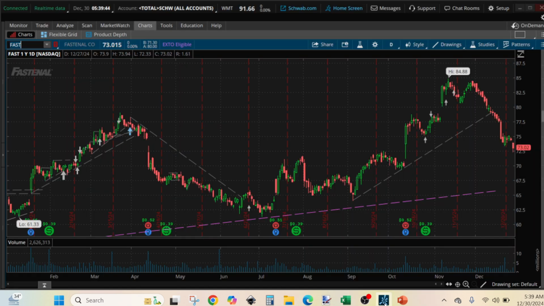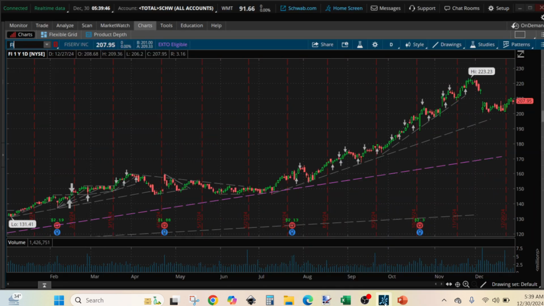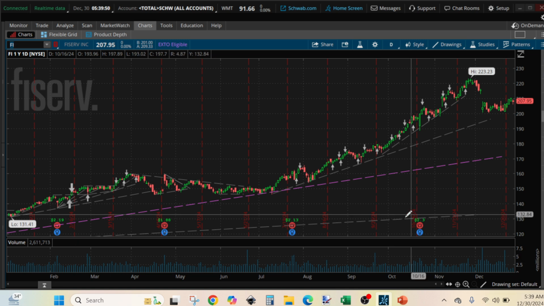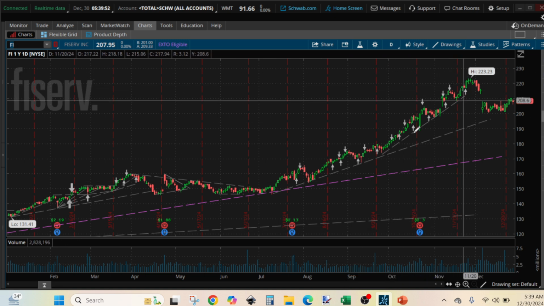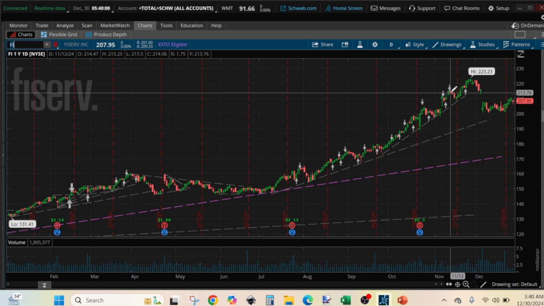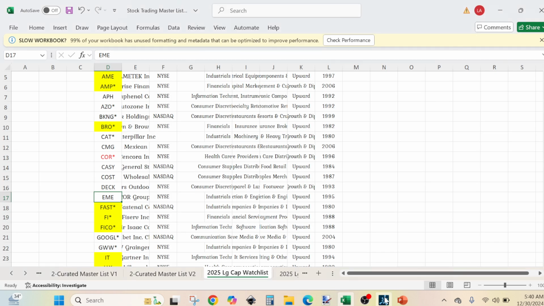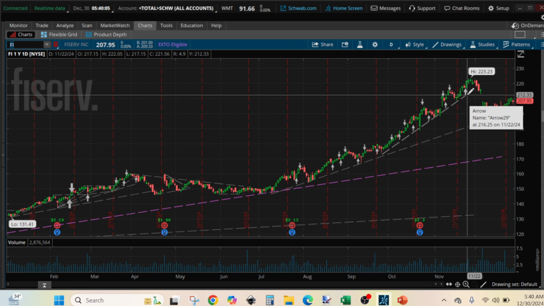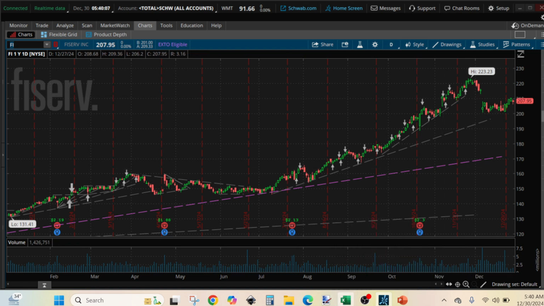FI. FI, we bought it already. Those arrows just show you where we bought them before. The bottom arrow shows you where we bought it. The top arrow facing down shows you where we sold it. And we bought it last year.